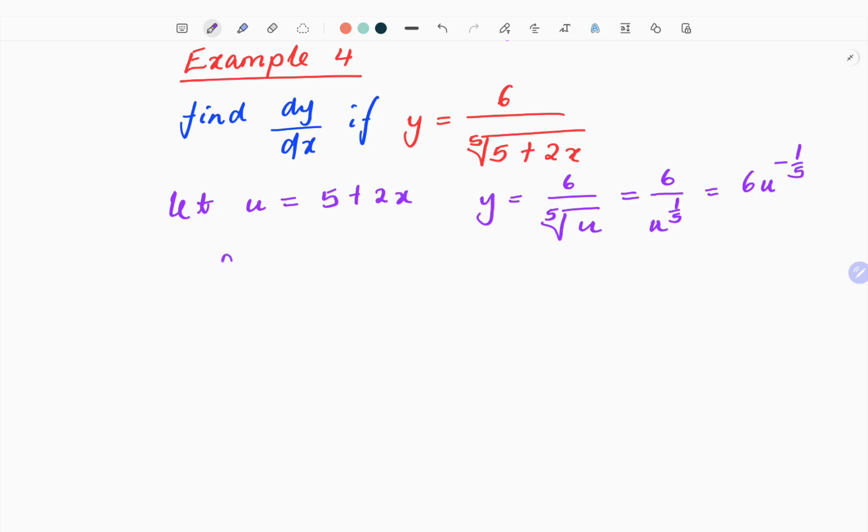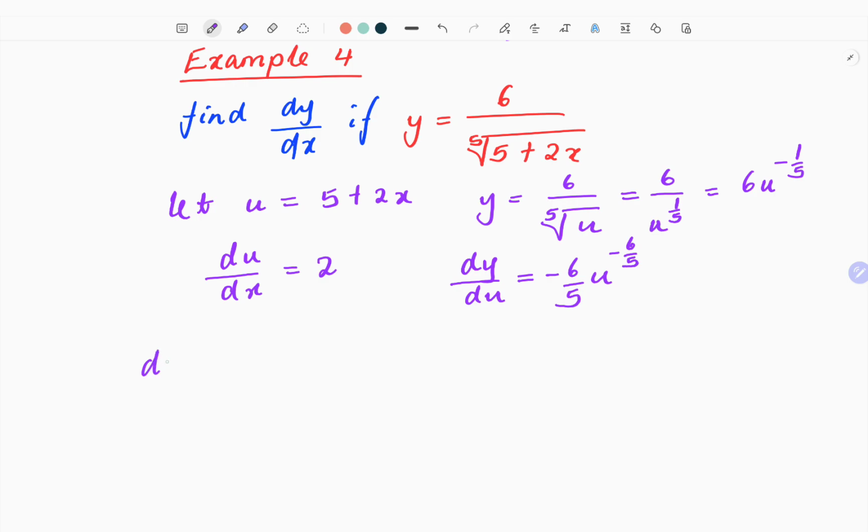Now, you find your du/dx, which is equal to the derivative of 5, which is 0, then the derivative of 2x, that will be a 2. And you find also now the derivative of y with respect to u, and that will be equal to, you bring down your power negative a fifth, so that will be negative 6 over 5, u to the power negative a fifth minus 1, that will be negative 6 over 5.